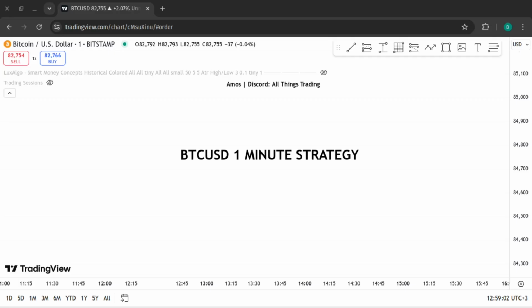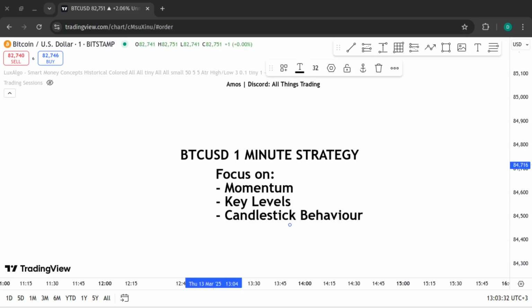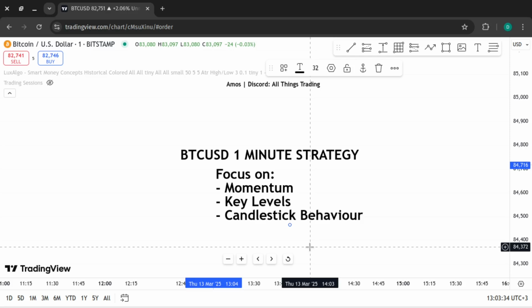Hello everybody, welcome to another tutorial, and today we are going to learn how we can use the 1 minute time frame to trade the Bitcoin USD. For this strategy, we'll focus on three things. First of all is the momentum. We have to avoid trading in ranges. The second thing is the key levels, either the buy side levels or the sell side levels. And the third one is the candlestick behavior.